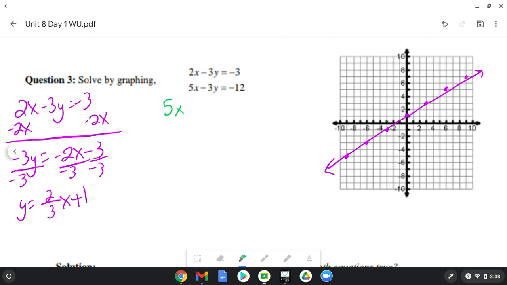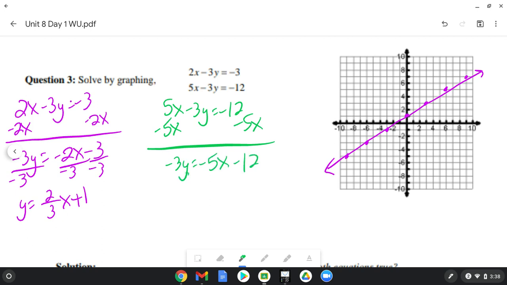So that'd be 5x minus 3y equals negative 12. Subtract 5x. Divide by negative 3. Then we get y equals 5/3 x plus 4. So that tells me to go to 0, 4, and go up 5 over 3. And then go down 5 over 3 to the left.